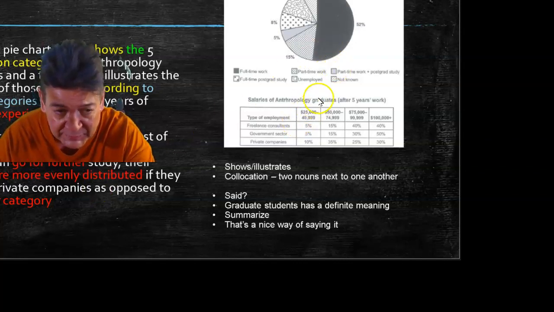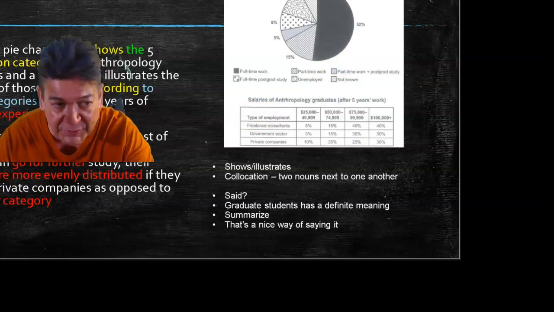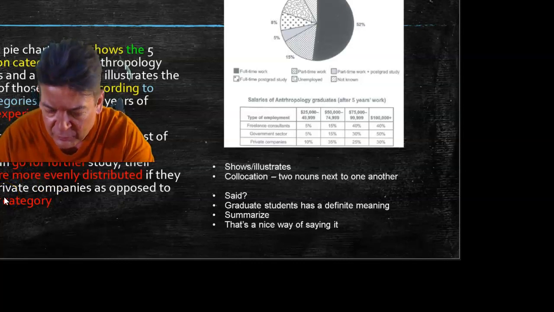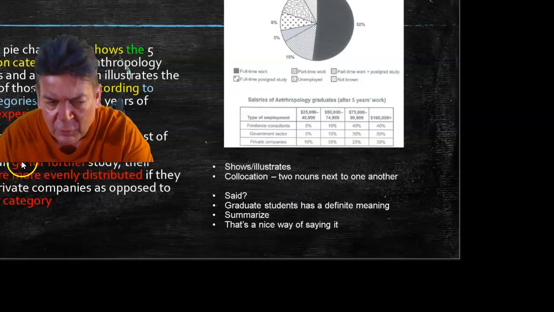And here we're not talking about that. We're talking about people working. So it's not only poor collocation, it actually means something different. Prefer to work. Really? Do they prefer it? I don't see that. They work because they got to eat, because they have to earn money. But do they prefer it? Rather than go for further study.